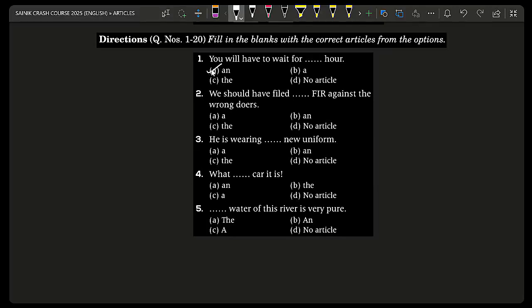Second one. Read the question. She would have filed dash FIR against the worried wrongdoers. Yeah, which option is correct? Abhyuday, I don't know the reason, but there is a lot of background noise from your mic. That is okay, but next time onwards, you sit in a quiet room. Okay?